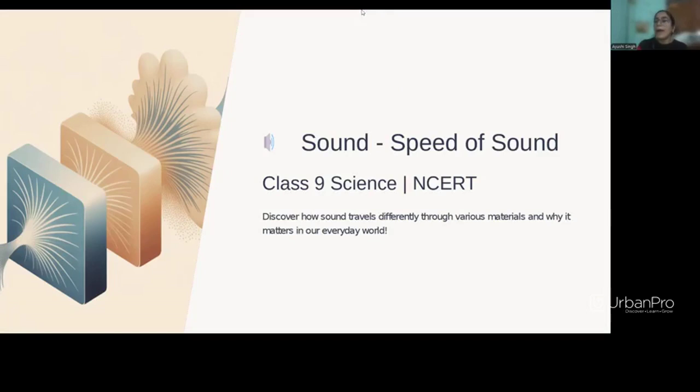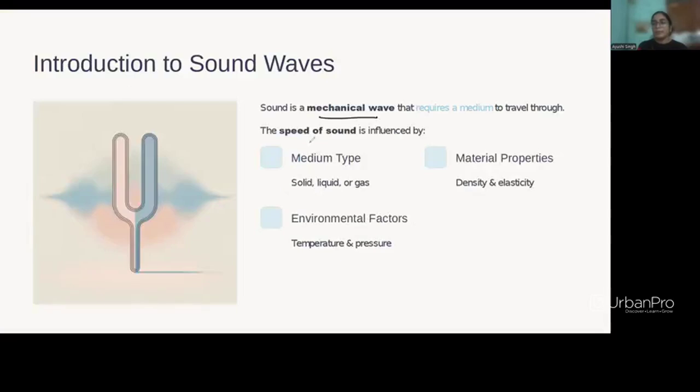Okay, so we have already discussed that sound is a mechanical wave, right? We talked about how it needs a medium, and different types of medium determine whether the sound is going to travel faster or slower. So we know that in solids, the sound travels fastest, and in gases, it travels the slowest, and in liquid, the speed is moderate.